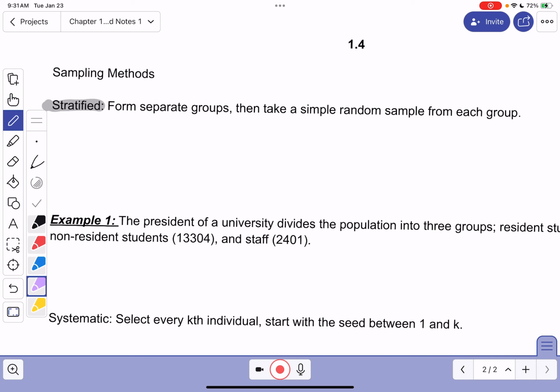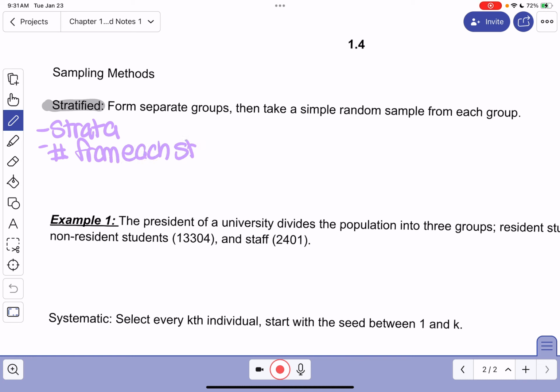A stratified sample takes several groups. You form a bunch of groups. Then you take a simple random sample from each group. For example, if I was down in the cafeteria, each table we might say is a strata. Strata is just the name of the group. And then we take a sample from each table or from each strata. What we want to make sure is the number from each strata needs to match the population percent.